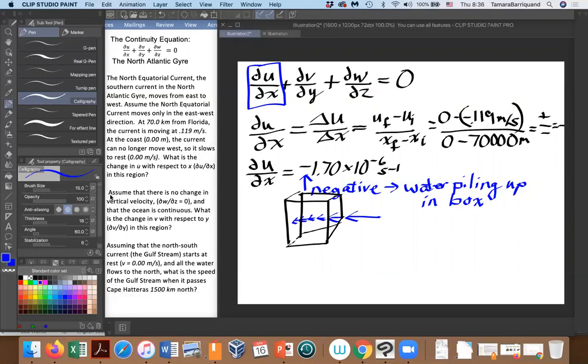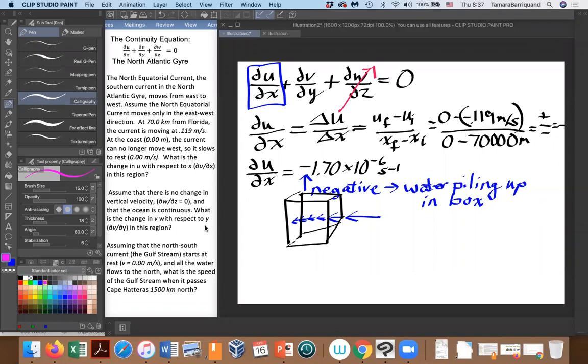All right, the next part says, assume that there is no change in vertical velocity. That means that dw dz equals 0, and that the ocean is continuous. So this assumption means that right here, for dw dz, this is 0. So I'm going to set dw dz equal to 0.